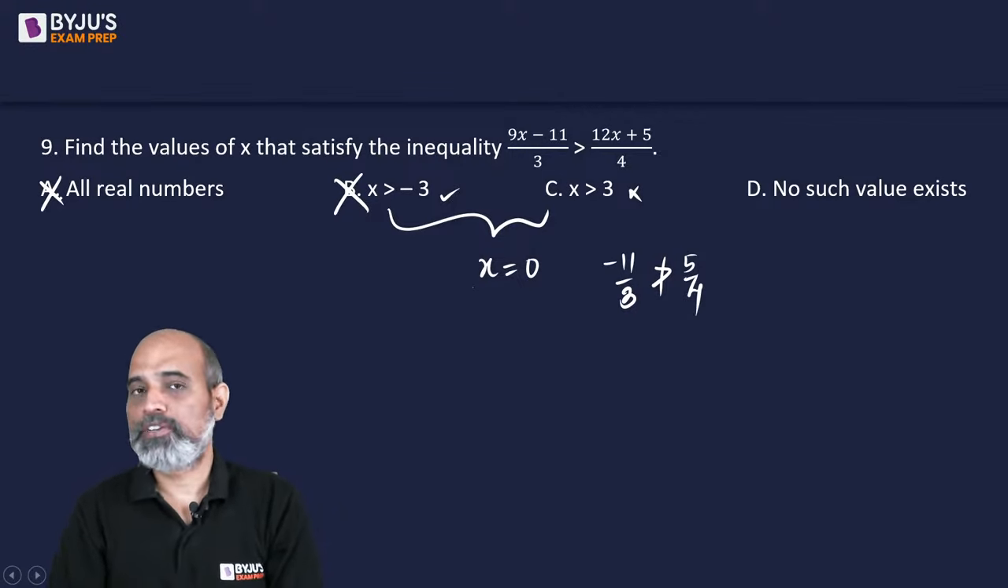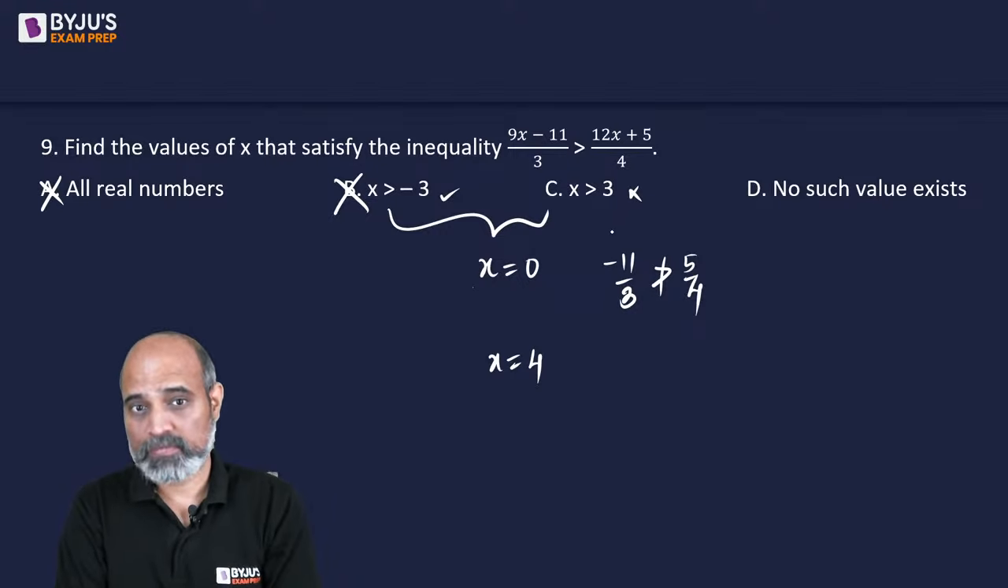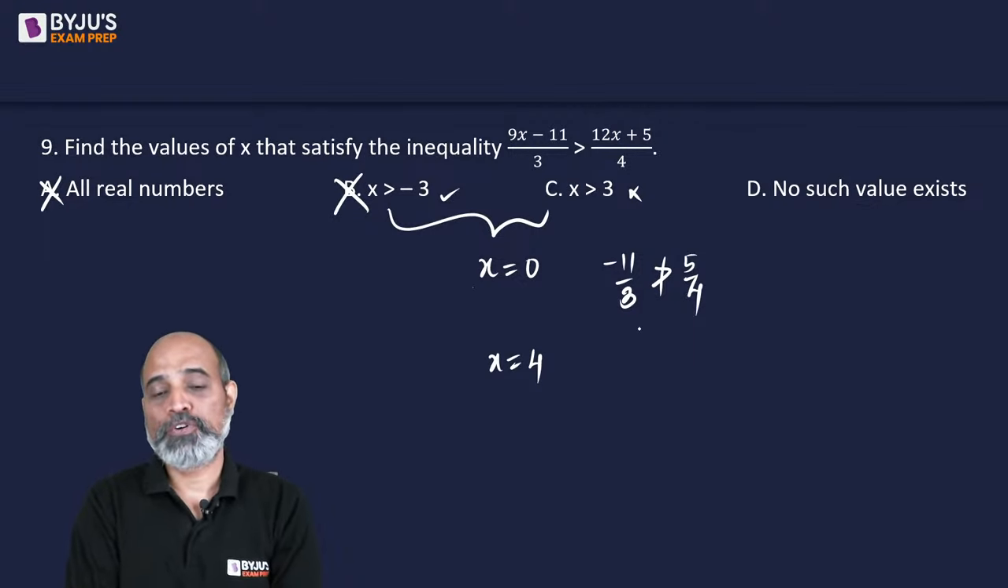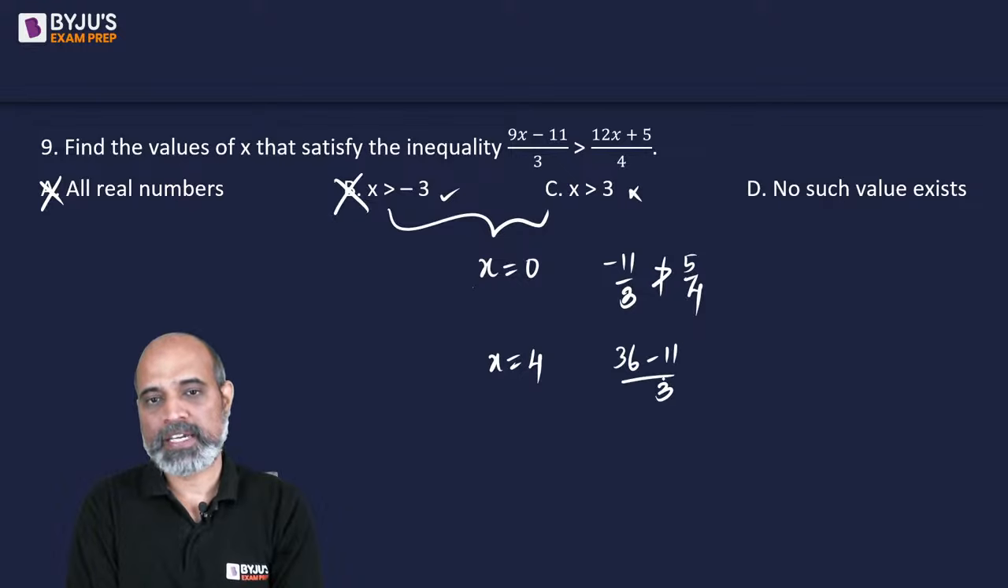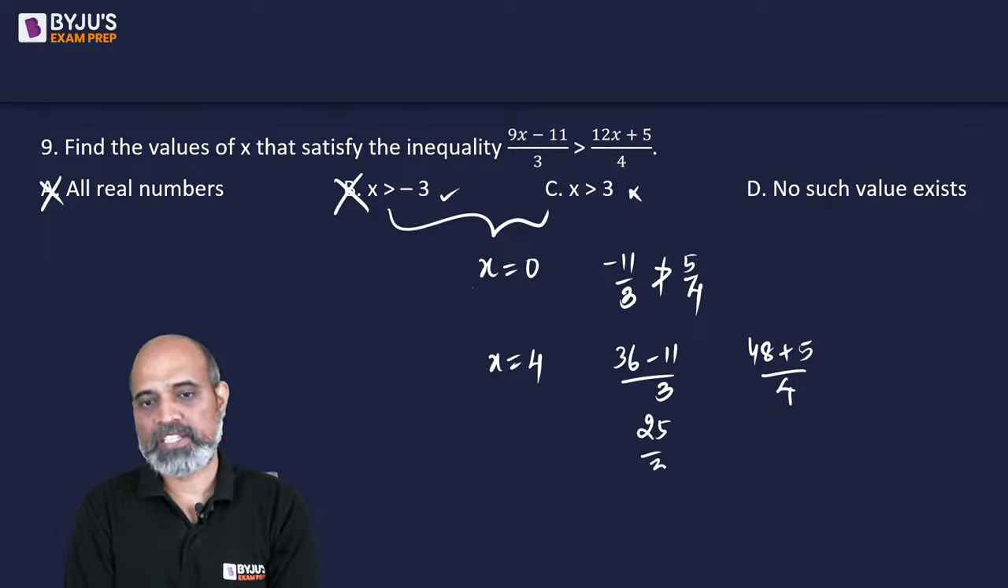Between C and D now we need to solve this. So C says x should be greater than 3. So let's take a value which is greater than 3. Let's take 4. If it satisfies at 4, then C is the answer. If it doesn't satisfy, then D is going to be the answer, right? If we put 4 over here, we will have 36 minus 11/3, and the other side we will have 48 plus 5/4, right? So this is going to give us 36 minus 11, which is going to be 25/3. And this is 48 plus 5, which is 53/4.